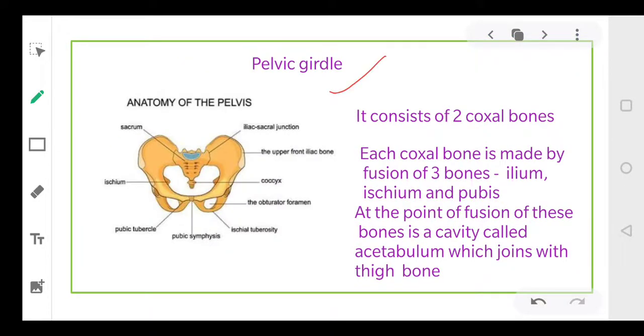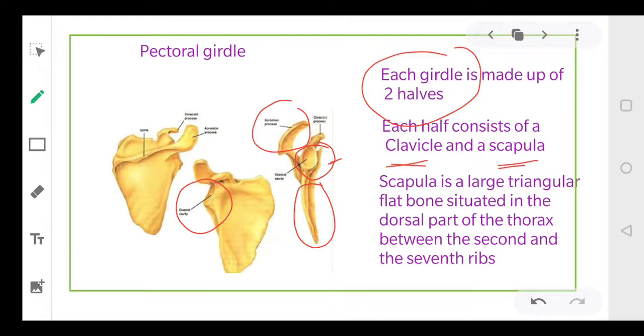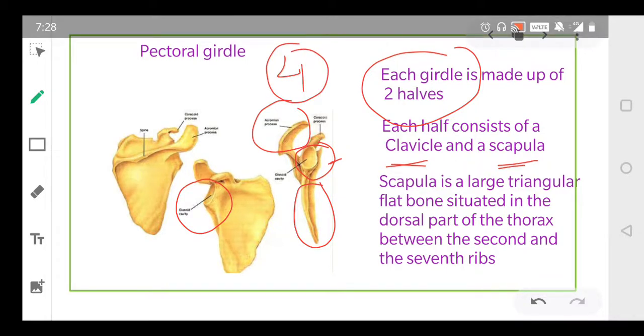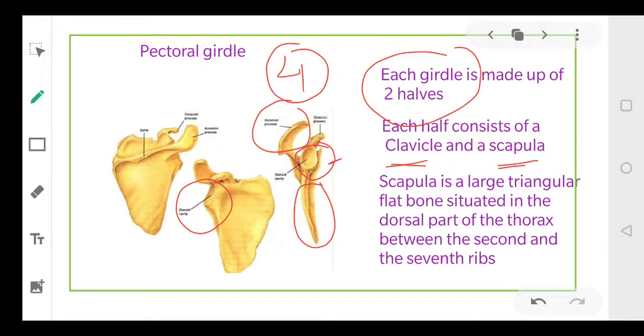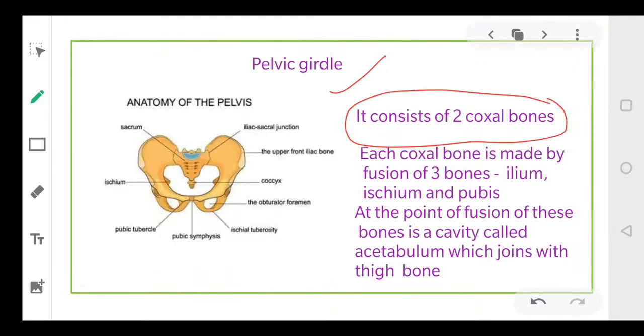Then is your pelvic girdle. Pelvic girdle में 2 coxal bones होती हैं. How many? 2 coxal bones. While your pectoral girdle contains 4 bones. ठीक है. One side of the shoulder contains 1 clavicle and scapula. And the other side also contains 1 clavicle and scapula. So एक girdle में 2 हाफ होते हैं. So total 4 bones. Now coming to pelvic girdle, it has 2 coxal bones.